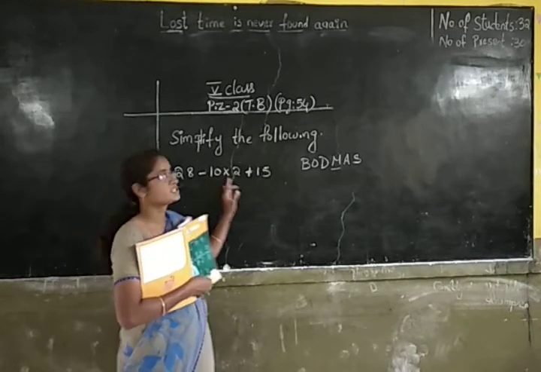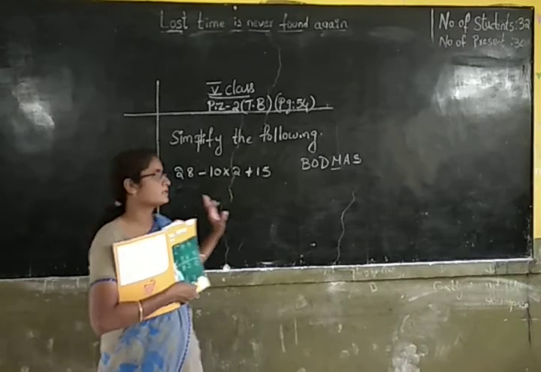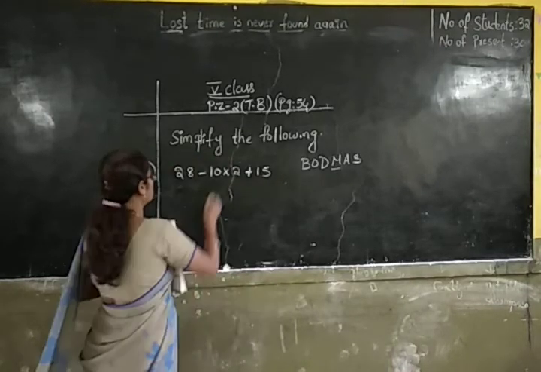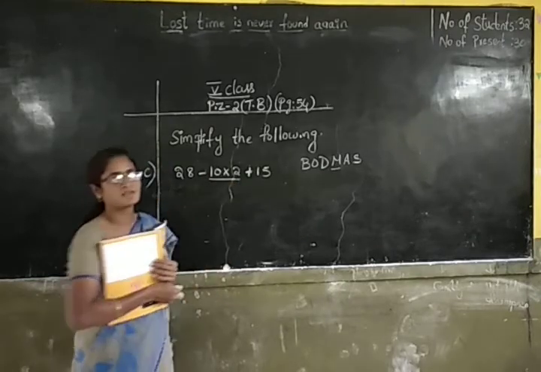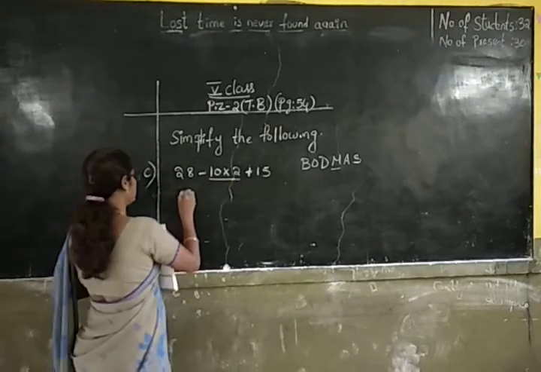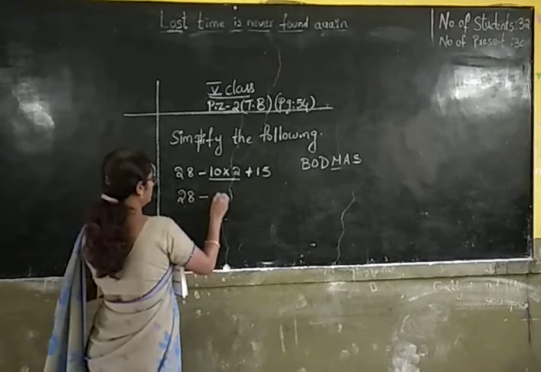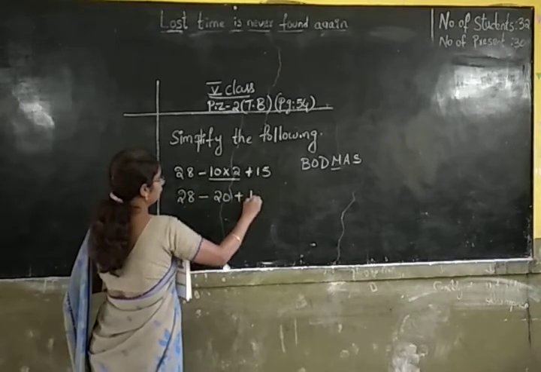Subtraction, multiplication and addition. Three operations are given. According to the BODMAS rule, first we have to do multiplication. So I am underlining the terms which have the multiplication symbol. So 28 minus 10 twos are 20 plus 15.